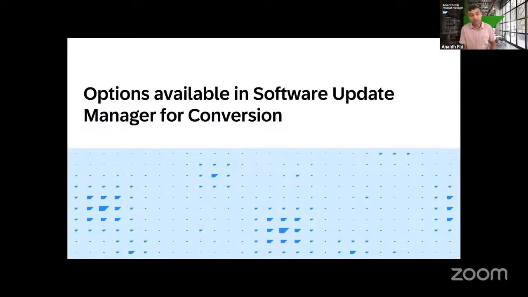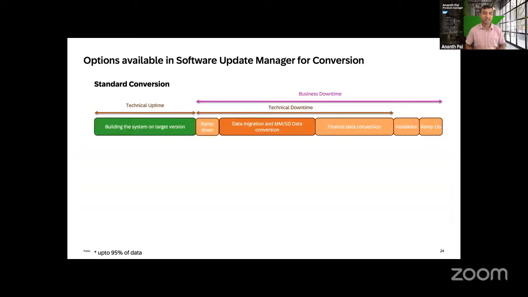Moving on, what are the options available in Software Update Manager? So let's start with the standard conversion scenario. Now, in any conversion scenario, there are two parts to it. One is the uptime and the other is the downtime part of it. In the technical uptime part, we are building the system on the target version. It could be S4HANA 2023, 2025, or 2027. A shadow system will be built on this particular target version. And while this is being built, we'll reach a phase wherein the Software Update Manager will tell you that, okay, now I'm ready for the downtime.